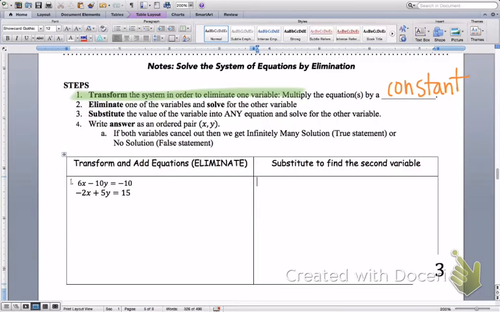So it just means by a number. So we need to figure out what that number is in order to make sure the equations are rewritten in a way that something eliminates. So let's see what that looks like. Other than that, that's the only new piece to what we're doing today.